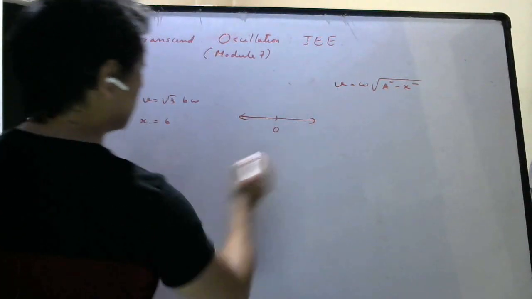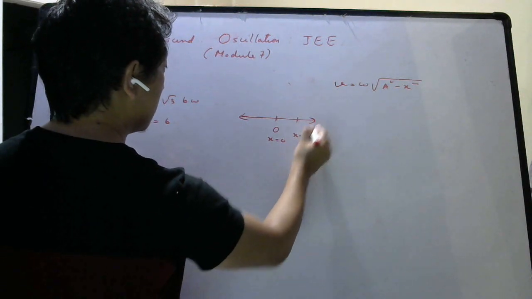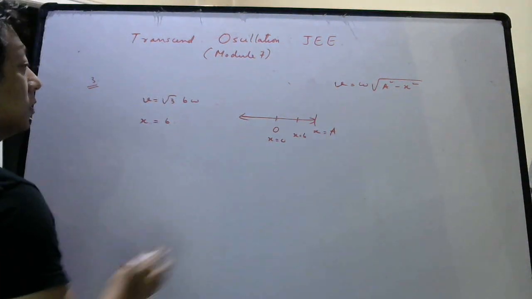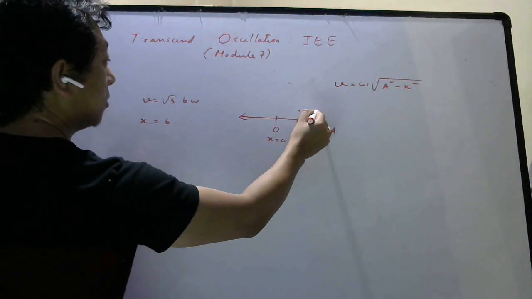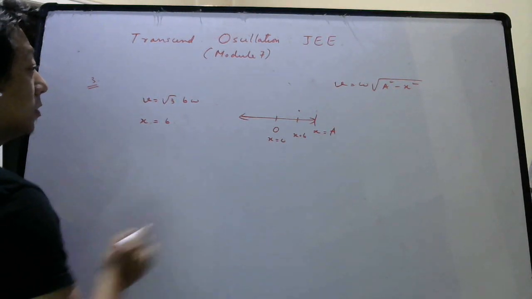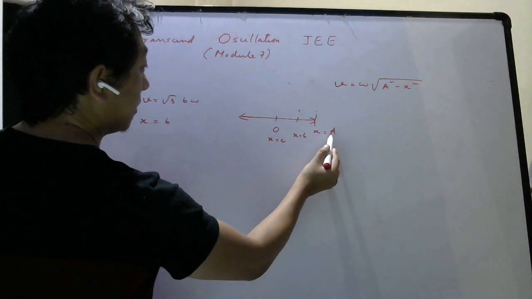So this is the mean position, let's say x equals 0. This is somewhere x equals b. This is your extreme, x equals amplitude A. So from here to here, how much time it will take for the particle to go, that we have to find. For that, you must know this x in terms of the amplitude.